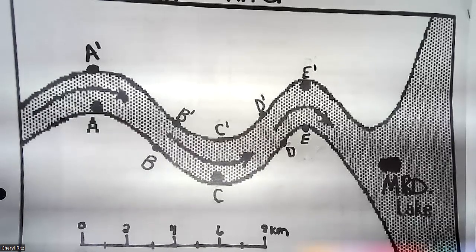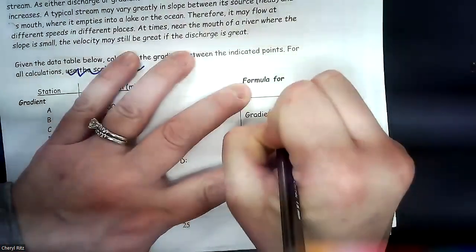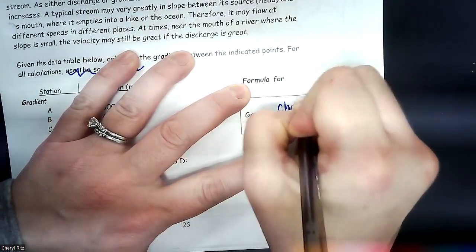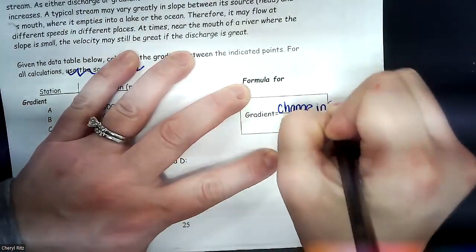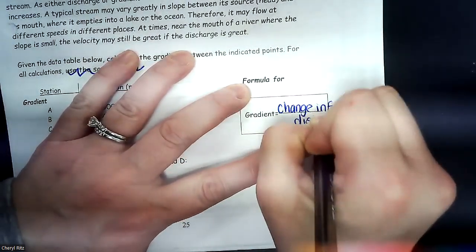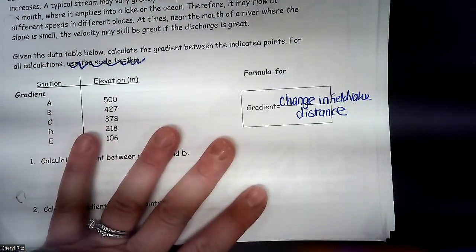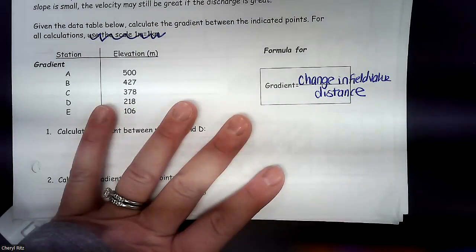Alyssa, what is the formula for gradient? Change in field value over distance. I believe there is a spot in your notes for that. Right here, formula for gradient. So it's the change in field value divided by distance. Yeah, it definitely did not give you enough room. So the formula is change in field value divided by distance.